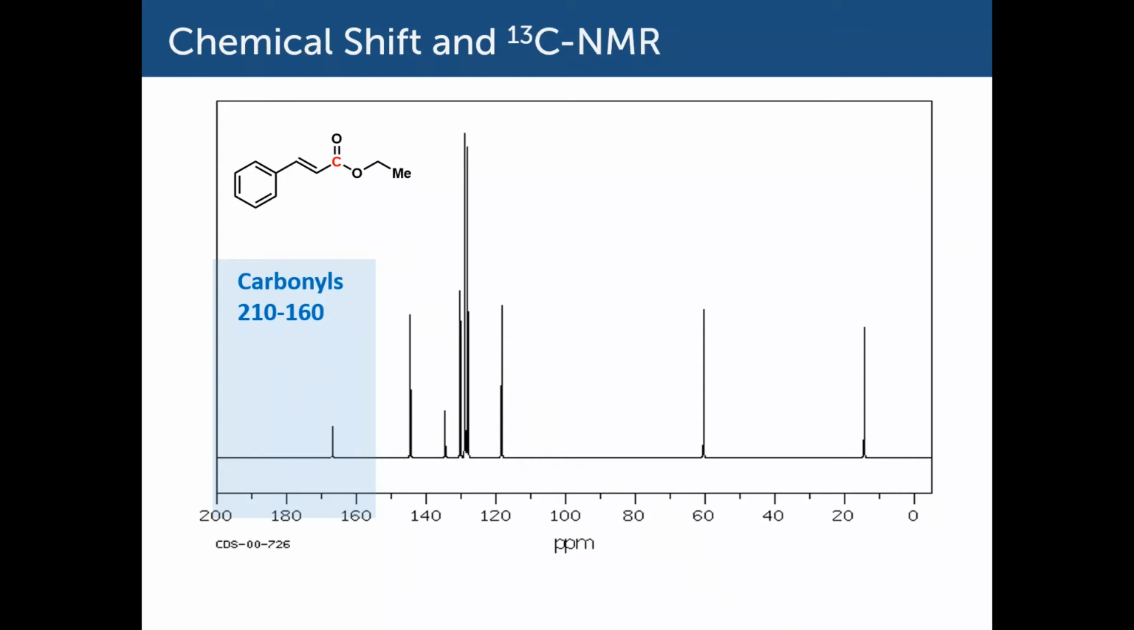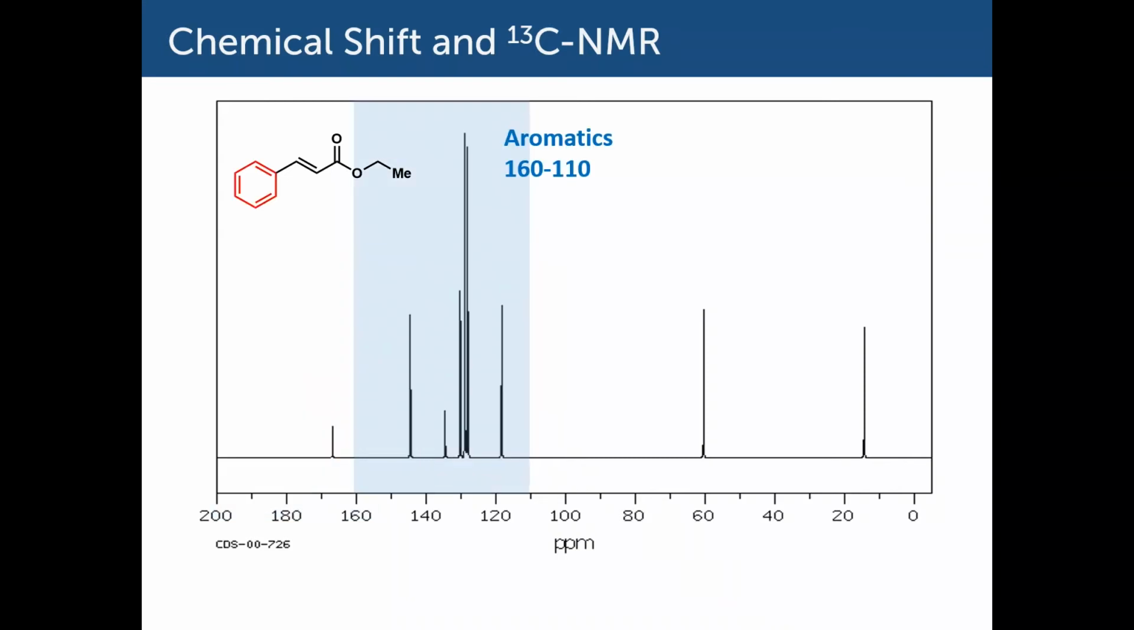From about 210 to about 160 ppm, these are going to be carbonyls. These are the carbons that have a double bond to oxygen. And as you know, hopefully, when you've talked about functional groups, there are a lot of different kinds of carbonyls. So we have esters and amides and carboxylic acids. We'll talk a lot in gory detail about these functional groups later in the semester. But for now, just know that carbonyls tend to be very electron-poor carbons, and so they're going to be quite downfield.